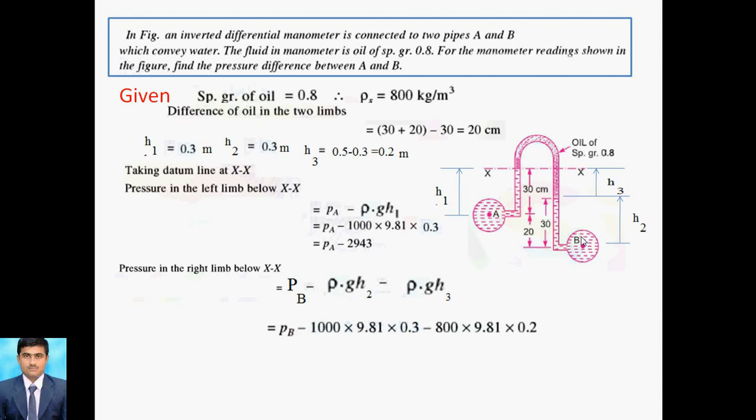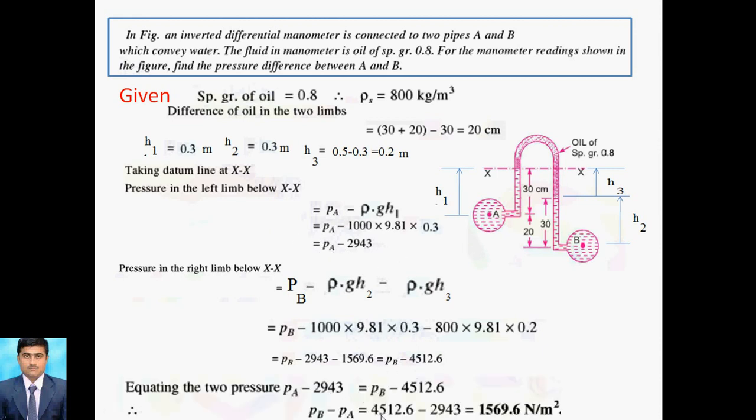So here the water is there, so that can be 1000. Here rho is 800 because 0.8 is given to you. So convert this into 800, 9.81, 0.2, and then the equation becomes like this. And this is the formula for PB. So this is the equation for the left limb and the right limb. Now we equate the equilibrium conditions, that the left limb is equal to the right limb.